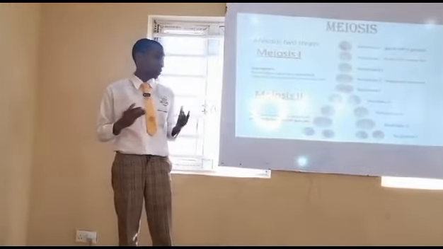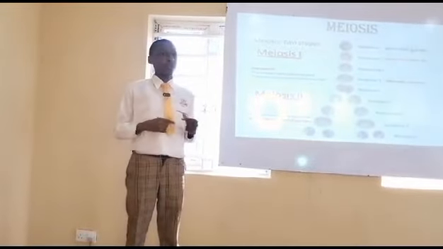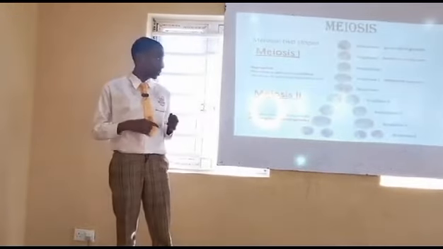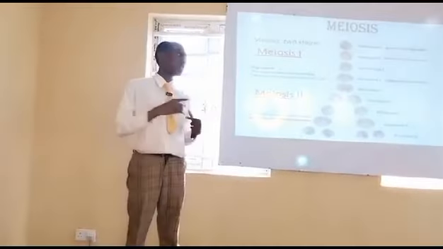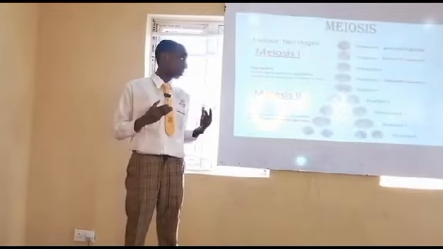And at the end result of meiosis, we have the mixing up of genes. During meiosis 1, some pieces of DNA mix with each other. This process is called crossing over, which is why siblings sometimes look alike.